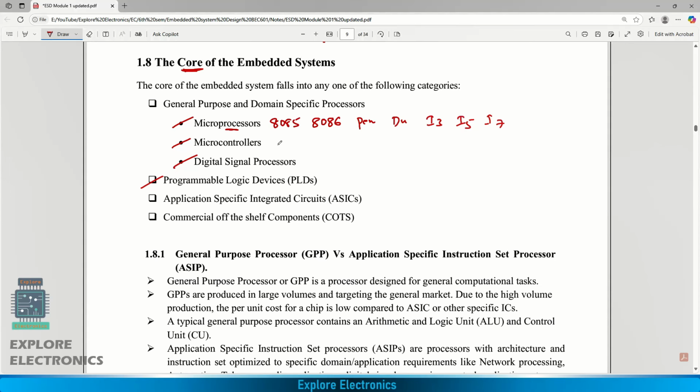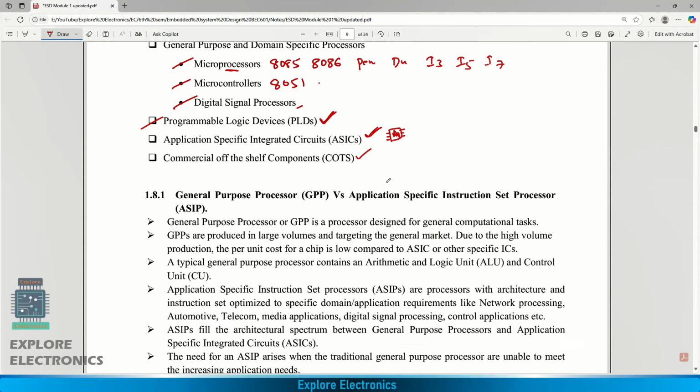In an embedded system, generally a lower performance processor will be there, and i3, i5, i7 become general purpose. Then microcontrollers like 8051 and any other microcontrollers. Then some DSPs to perform some critical operations. Then we may have programmable logic devices as well, which can be reprogrammed whenever we want. Then application specific ICs, which are made only for that particular application. This IC will be programmed at the time of manufacturing itself to do that particular application. Then commercial off-the-shelf components also can be used as a processor. So these are the core of the embedded systems.